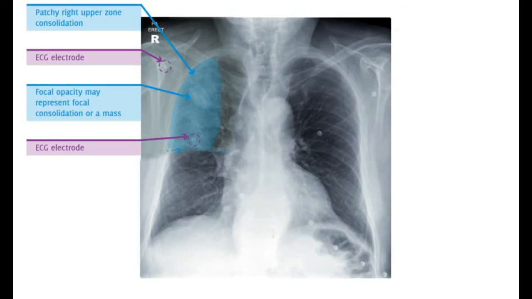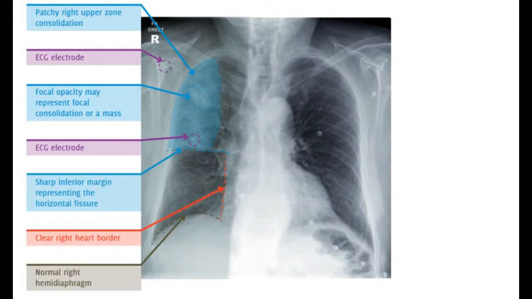Now you can see on this radiograph there is heterogeneous airspace opacification in the right upper zone. This has a relatively well-defined inferior margin, which is likely to represent the horizontal fissure. There is a focal area of increased opacification in the right upper zone, which may represent focal consolidation or an underlying mass. The remainder of the lungs are clear.